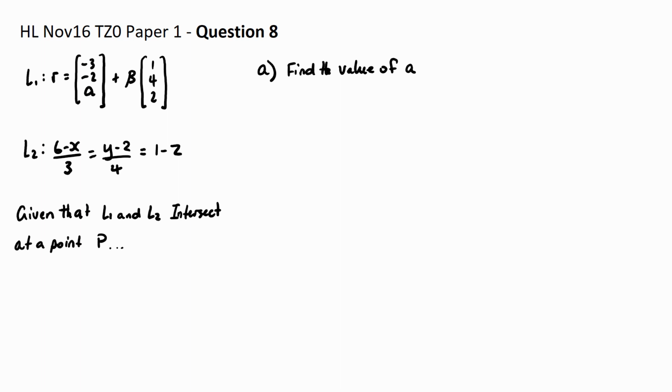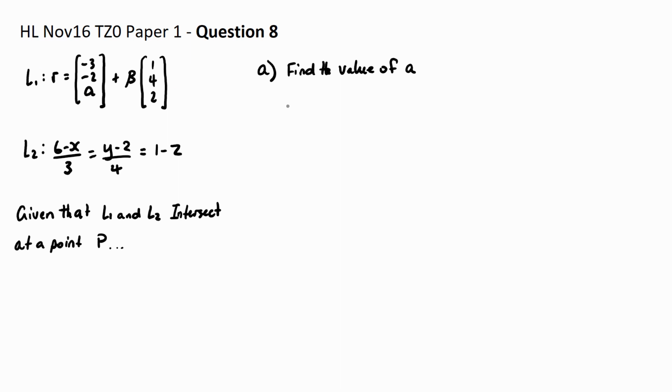Question 8, Part A. So we have two lines here, L1 and L2, and it says, given that L1 and L2 intersect at point P, and Part A, find the value of a. Okay, so I used a very similar technique to method 2 here in the mark scheme. The way I like to find the intersection of two lines is write them both in the same form, and I like the form that L1 is in.